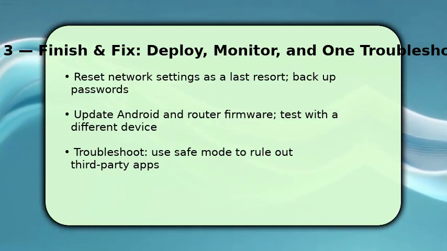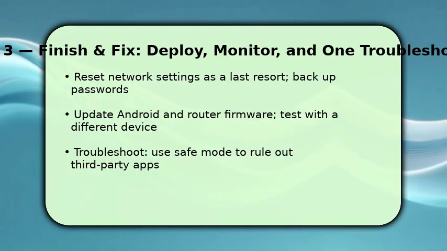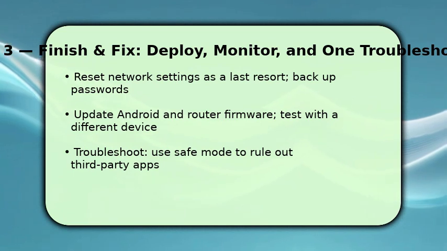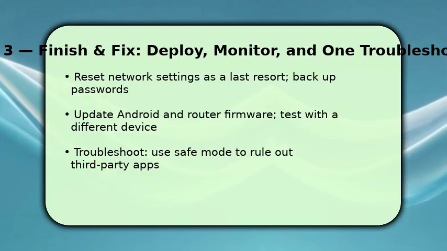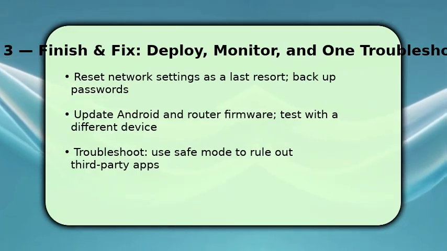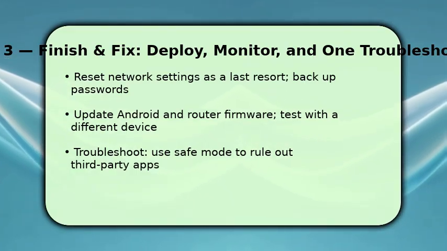Test internet on another device to isolate the problem to phone versus network. If still stuck, reboot into safe mode to disable third-party apps, then recheck connectivity. Troubleshooting tip: if safe mode fixes it, uninstall recently installed apps one at a time until normal internet returns.